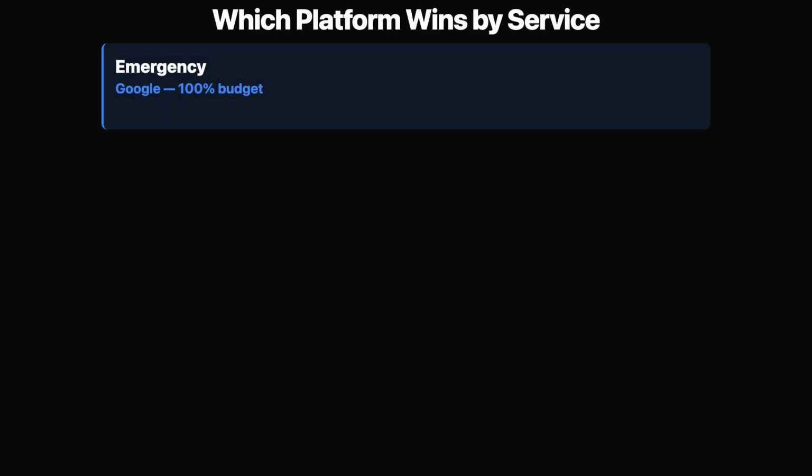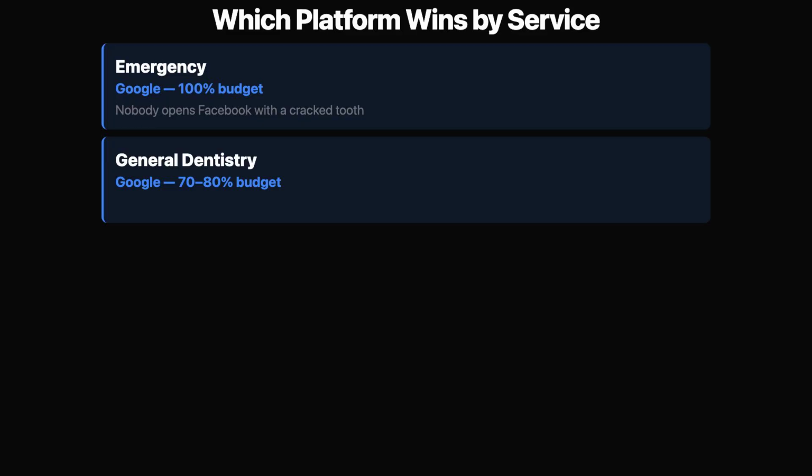Now here's the practical part. Which platform wins depends on what you're advertising. Emergency dentistry, Google, and it's not close. Nobody opens Facebook when they've cracked a tooth. They Google it. 100% of your emergency budget should be on Google. General dentistry, still Google. Dentist near me gets 113,000 searches a month in Australia. That's high intent traffic you can't get anywhere else. Put 70 to 80% of your general dentistry budget on Google.